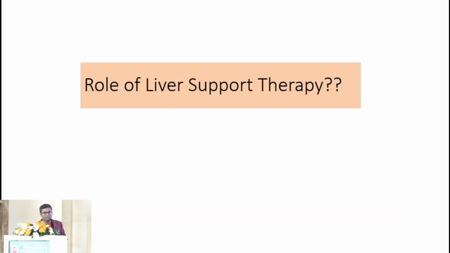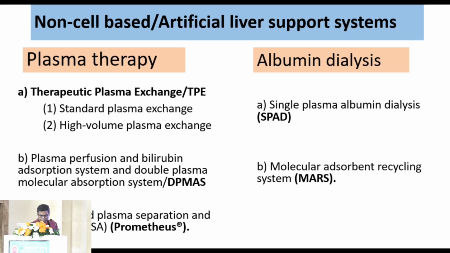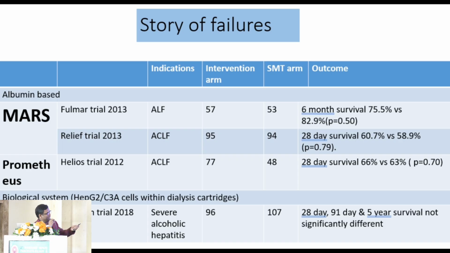Liver support therapy, I will not be going into details because there is a separate discussion on plasma exchange therapy in the afternoon. So this is just a heading. We have PP, we have DPMAS, we have Prometheus, we have SPAD and MARS. But what happened here, in adult trials all failed. It was a series of failures of MARS, the FULMAR trial, RELIEF trial, HELIOS trial, one after another failed to provide transplant-free survival, and they were only used as a bridge to transplant.